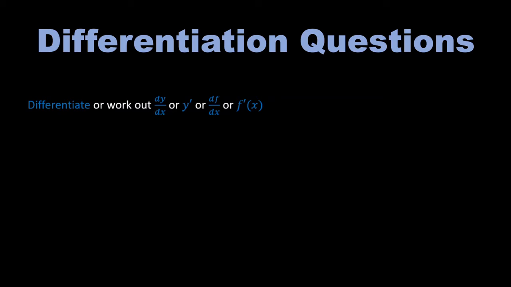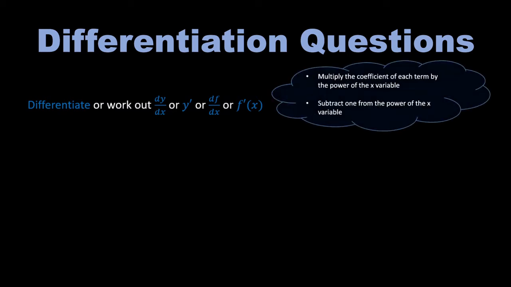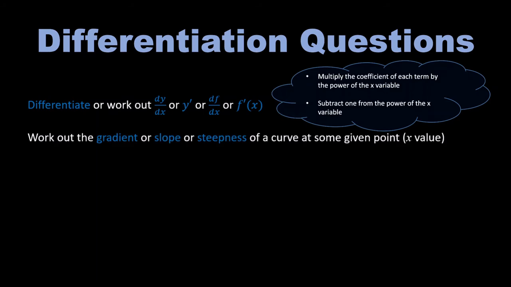But remember, you first need to have the original equation in the correct index form before you can take the power and multiply it by the coefficient out front and then subtract 1 from that power. The next type of differentiation question would be to work out the gradient or slope or steepness of a curve at some given point or x value along the curve.